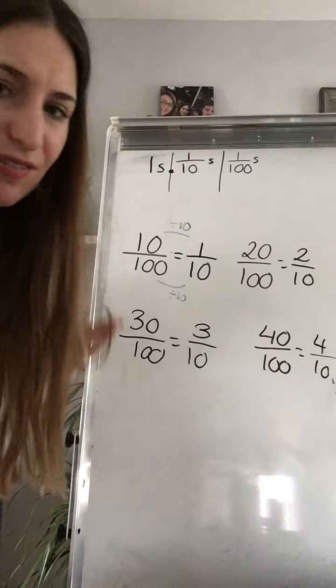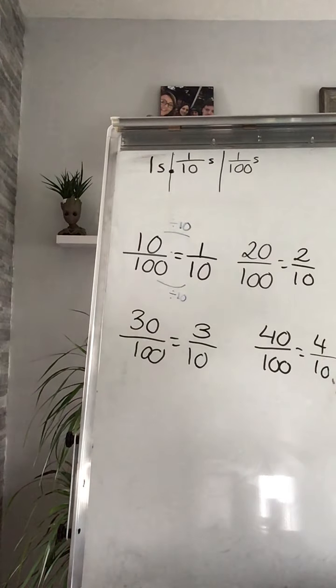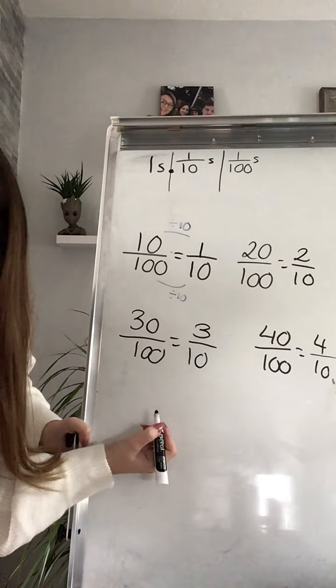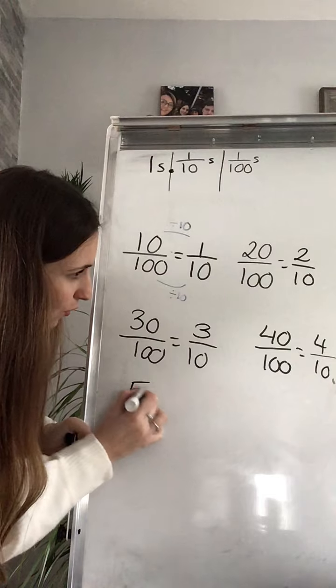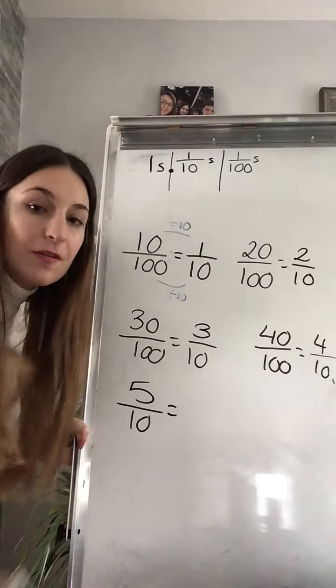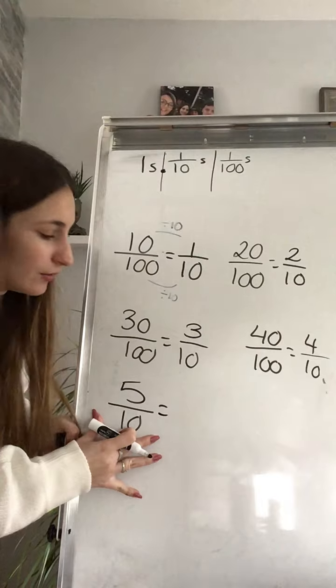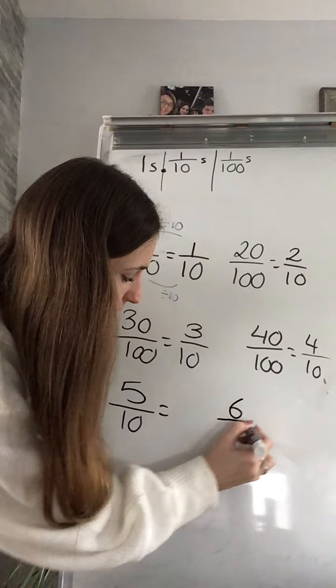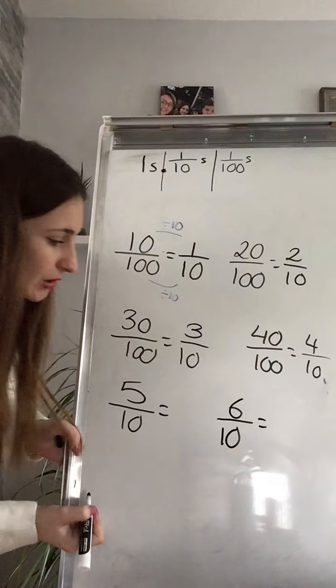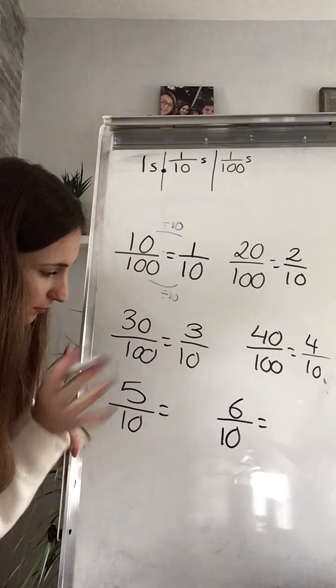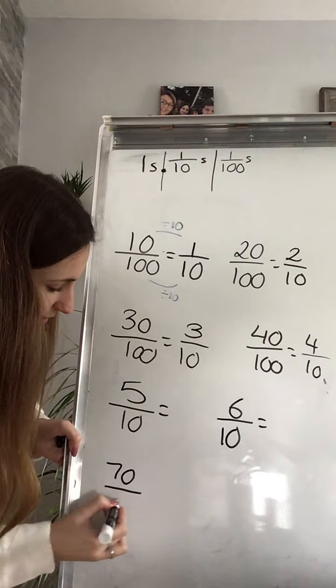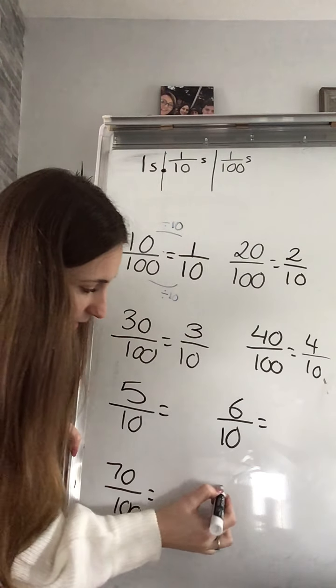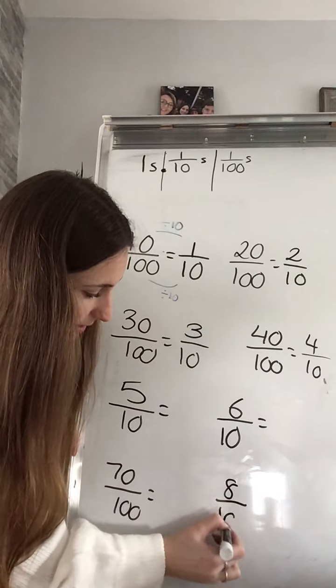So what about then, guys, if I just do the opposite? Let's see if I give you the opposite. If I say to you 5/10, what is the equivalent of 5/10? What is the equivalent of 6/10? And I'm going to mess you up a little bit there. 70 hundredths, what is the equivalent? And what about 8/10? Go for it, pause it, and then see if you can get it. Play it again when you're ready.